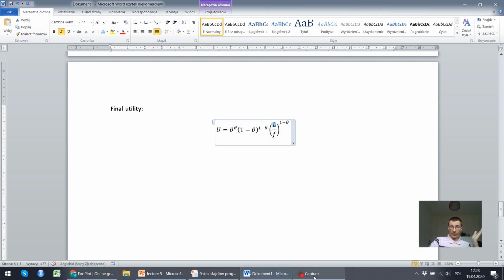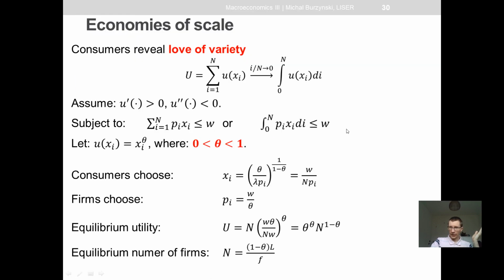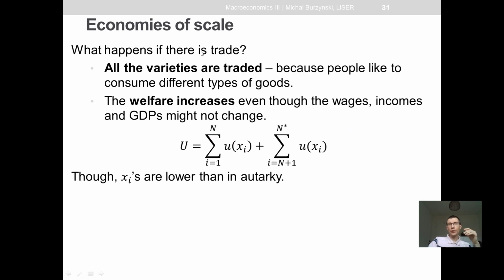All right, so this was a bit of repetition of your micro class. Now let's go to the trade class. So now what's happening in the Krugman's model when there is trade? When there is trade, well, each of the two countries, or all the other countries that we can have in the economic system, will trade its varieties.